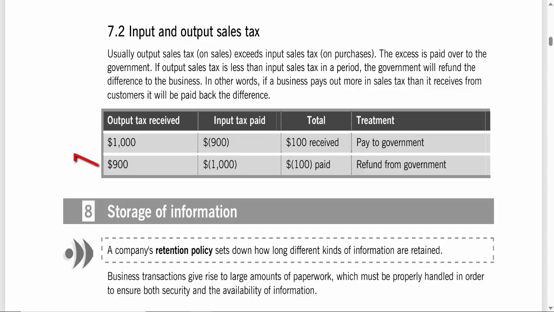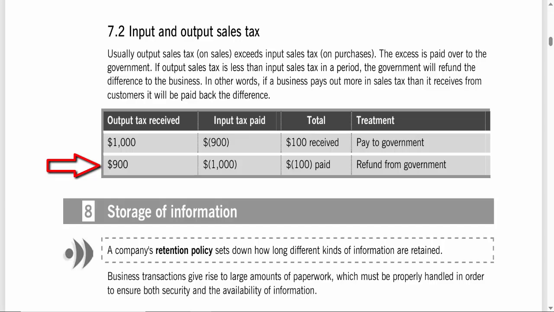Row 2. When input sales tax exceeds output sales tax. Output tax received, $900. In this case, the business has collected $900 in sales tax from customers through its sales. This represents the sales tax from the products the business sold within the period. Input tax paid, $1,000. Here, the business has paid $1,000 in sales tax on its purchases. This is the tax the business paid to its suppliers on the products or services it purchased.